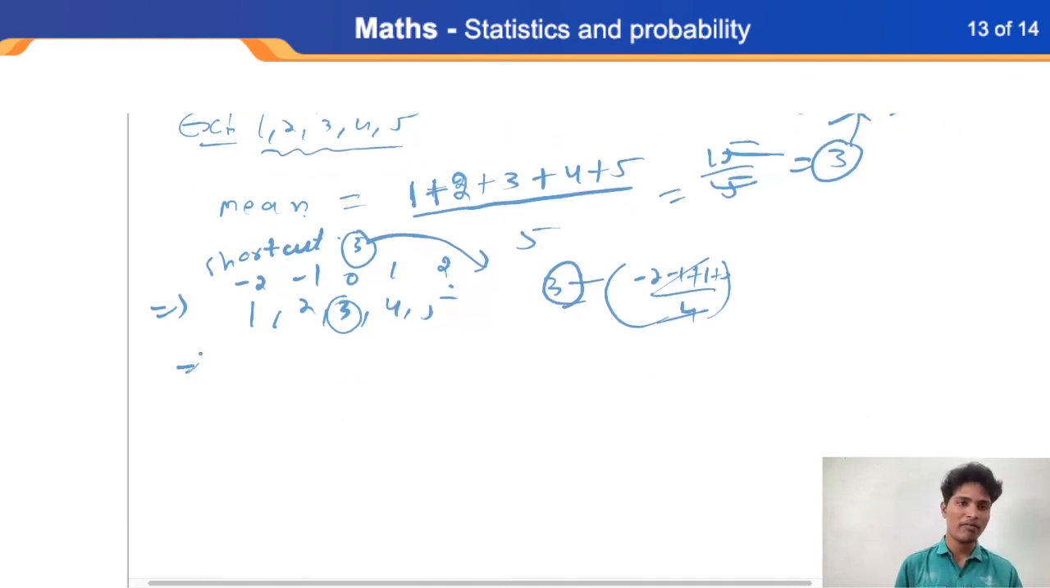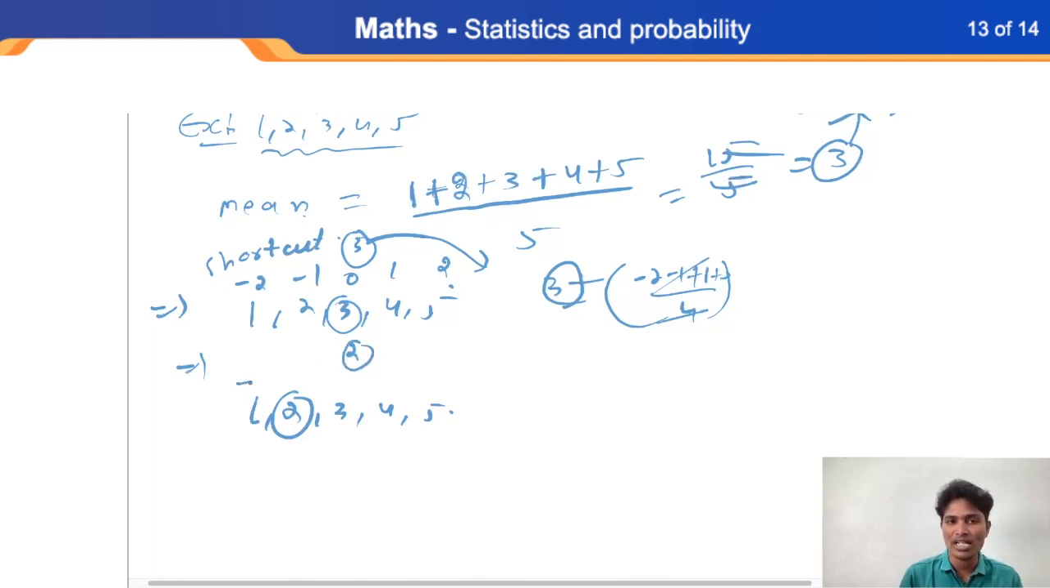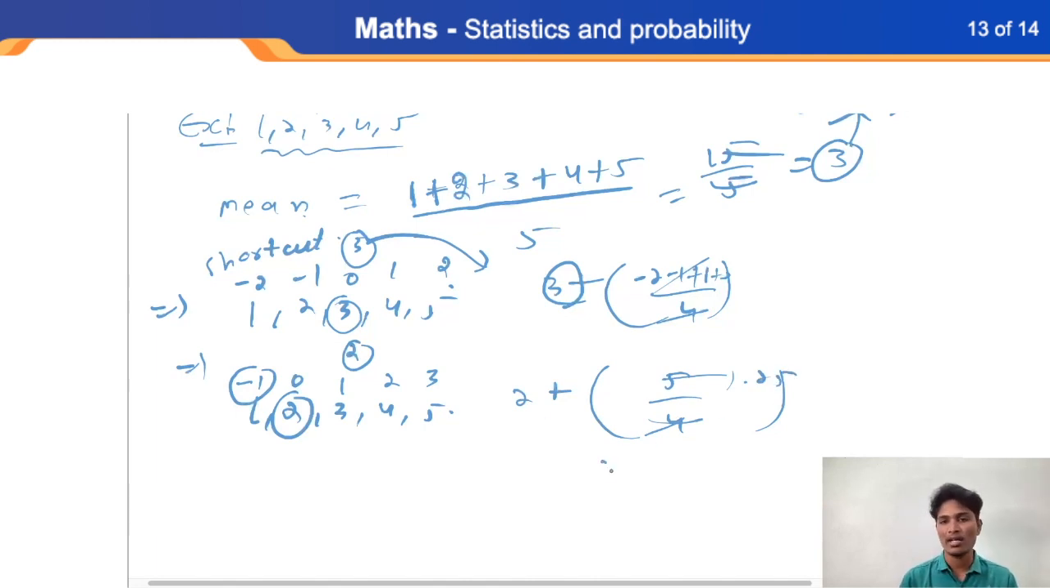Suppose I do it with another value, again taking 1, 2, 3, 4, 5. Now I will consider 2 as the mean. If I take 2 as the mean and subtract it from every observation, that is 1 minus 2 is minus 1, 2 minus 2 is 0, 3 minus 2 is 1, 4 minus 2 is 2, 5 minus 2 is 3. So what I have to do is take 2 plus the sum of everything. That is 5 divided by the number of observations, 4 observations. It will be 1.25. Neglect that, taking 1, and add 2 plus 1, it will be 3. So this is a shortcut to calculate the mean.